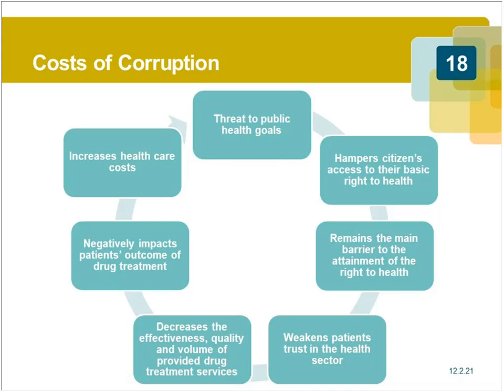So of course it decreases the effectiveness, because if due to corruption we don't have the proper equipment, the proper medication, the proper facilities, or the adequate staff that is qualified and with the skills to provide the interventions, then the outcome of any intervention or service is not going to be the desired health outcome that we want to attain. It impacts the outcome of drug treatment in particular, and definitely it increases the healthcare cost, because if we have 100 to treat 100 and 50 are gone elsewhere, it means that we still have to treat 100 but with 50 instead of with the 100 that were meant to treat those people. The next, please.